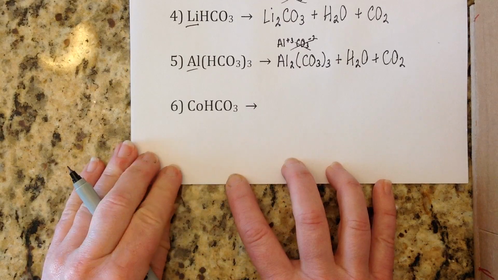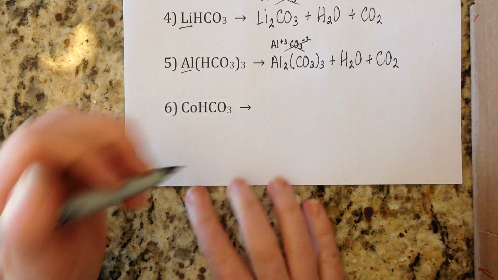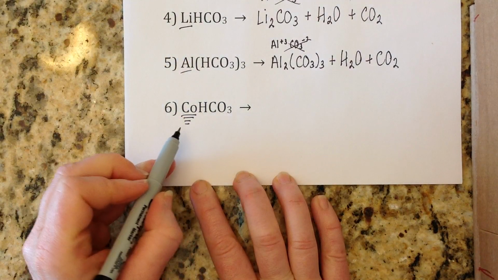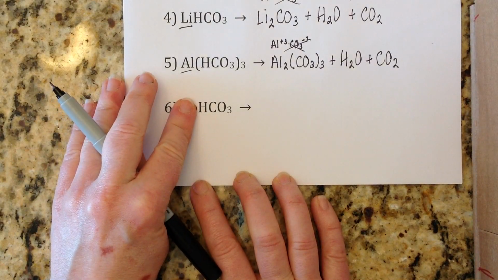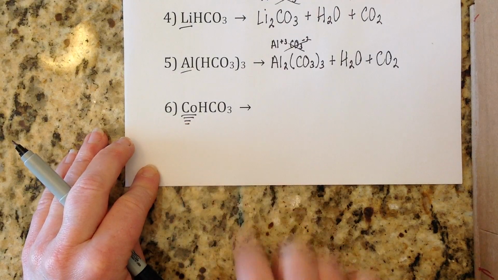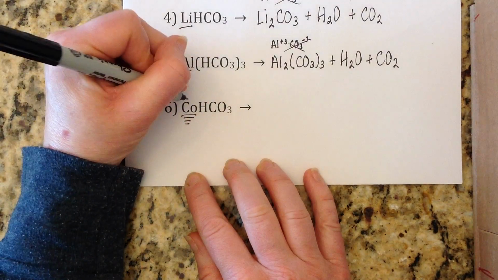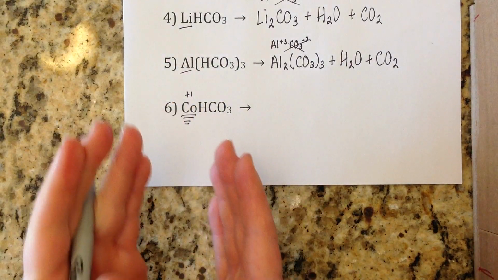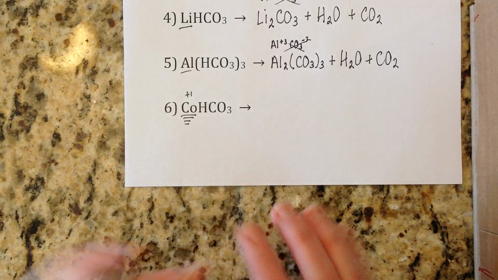And the last one, cobalt hydrogen carbonate. Cobalt is a transition metal, so I have to be a little more careful on that because I have to know which cobalt that was. Now, hydrogen carbonate has a charge of -1. This is in a 1-to-1 ratio with cobalt, so this cobalt must have also been a +1. And I needed to know that charge because I'm getting ready to crisscross cobalt with carbonate.